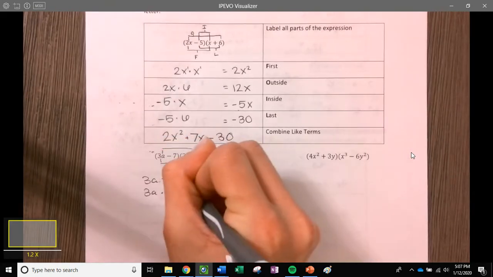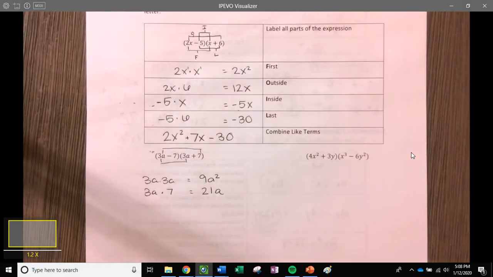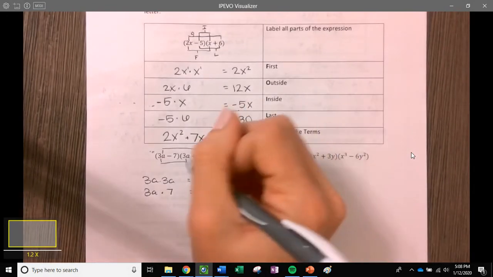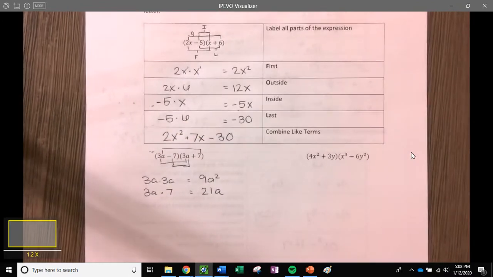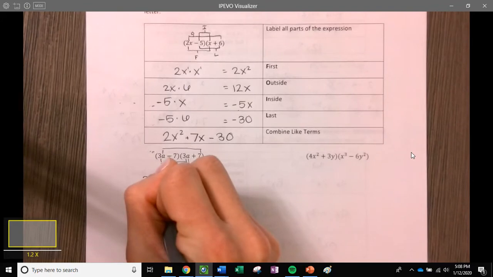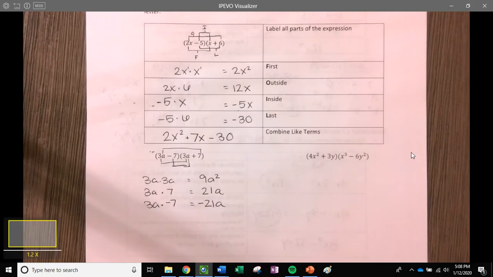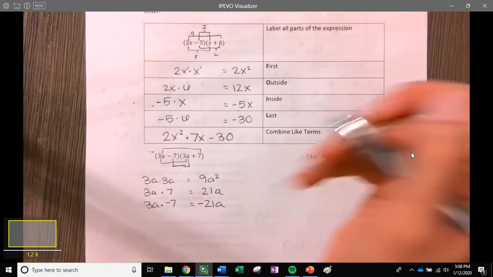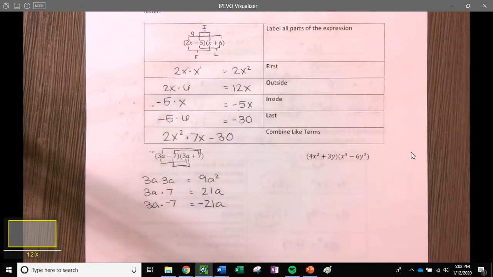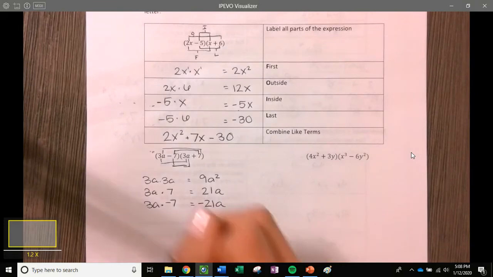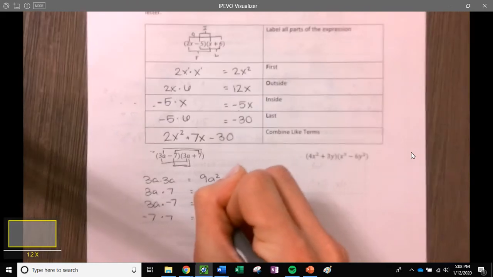Now my outside terms, 3a and 7. 3a times 7 gives me 21a. I had to think about that for a second. All right, now my inside terms, negative 7 and 3a. 3a times negative 7 is going to give me negative 21a. Uh-oh. Something interesting is about to happen. Okay, and then negative 7 times 7, my last term. Negative 7 times 7 is going to give me negative 49.